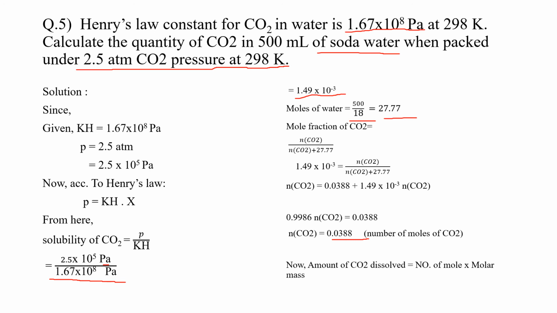Now as the number of moles is already calculated, the amount of carbon dioxide dissolved will be equal to number of moles times molar mass. Since according to the formula, number of moles is equal to amount divided by molar mass, the amount of carbon dioxide dissolved will be equal to number of moles times molar mass. Now on putting the values, we get the amount of carbon dioxide dissolved, that is 1.707 gram. This is the answer.